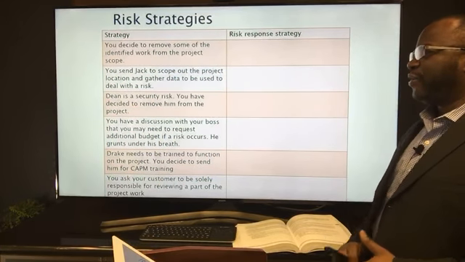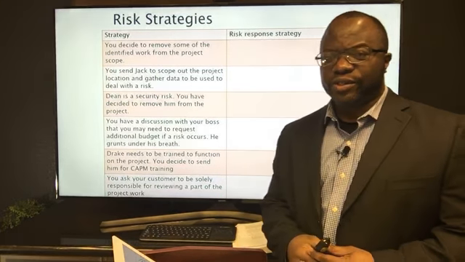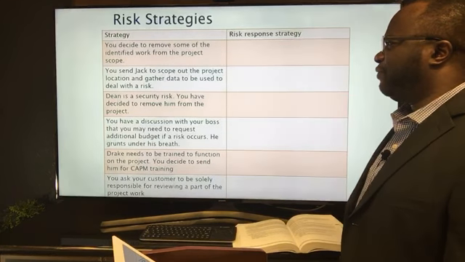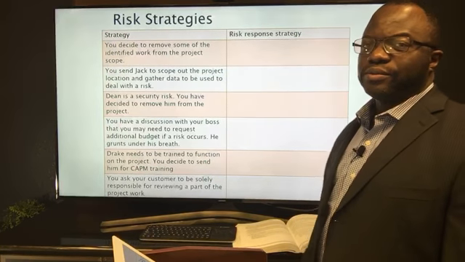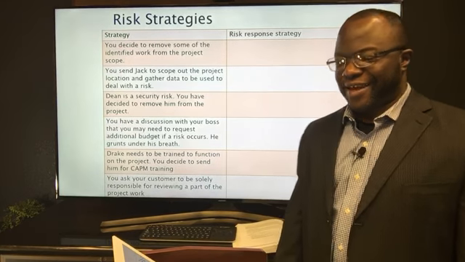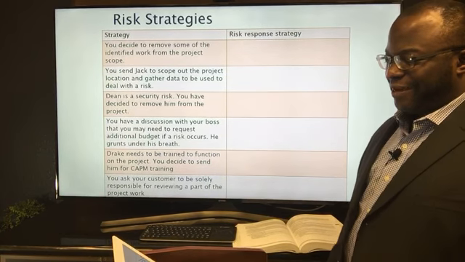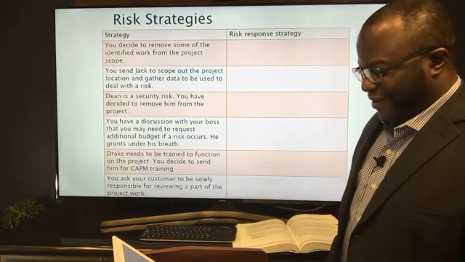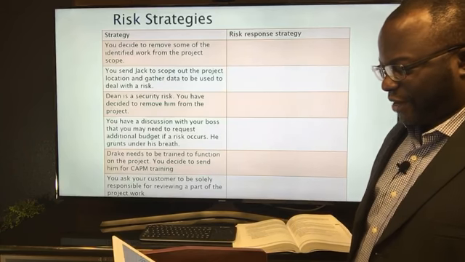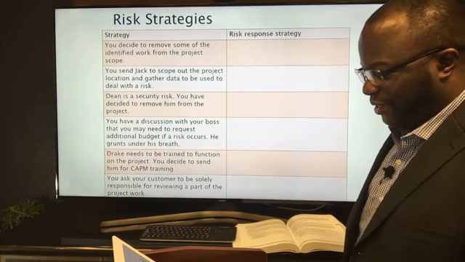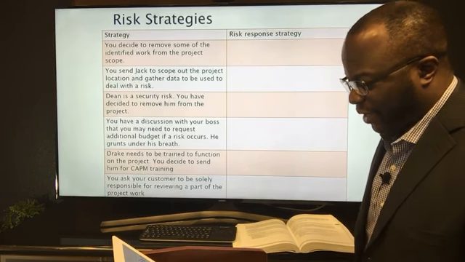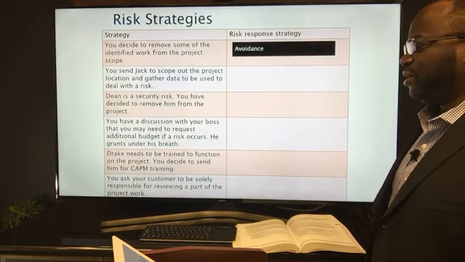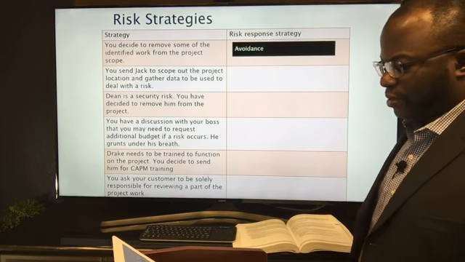All right, risk strategies. I'm just going to ask you very loosely some of these strategies and what you think. You decide to remove some of the identified work from the project scope. Which strategy is that? Umair has typed in avoid. What do you guys think? Help his comment have some company. Everyone's typing in avoid. Marwan, thank you very much. You are correct. It's the avoidance strategy. Good. Very good.